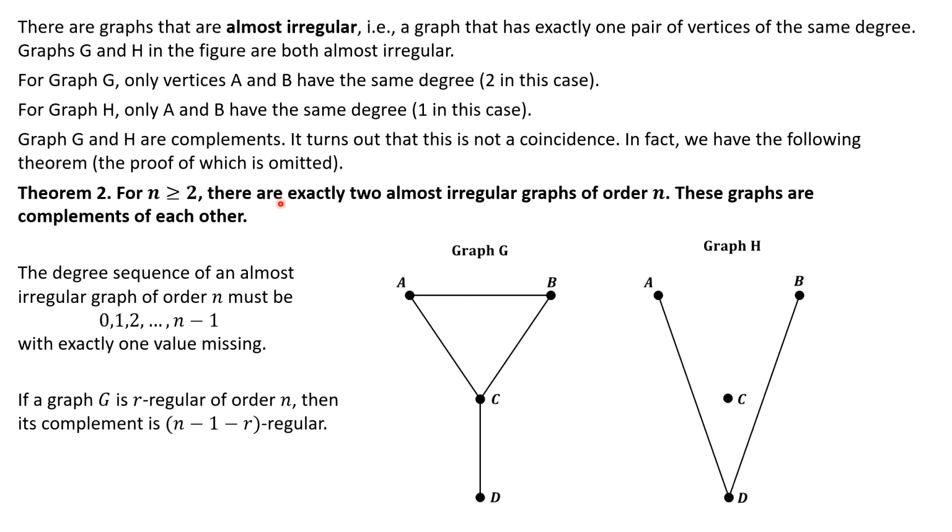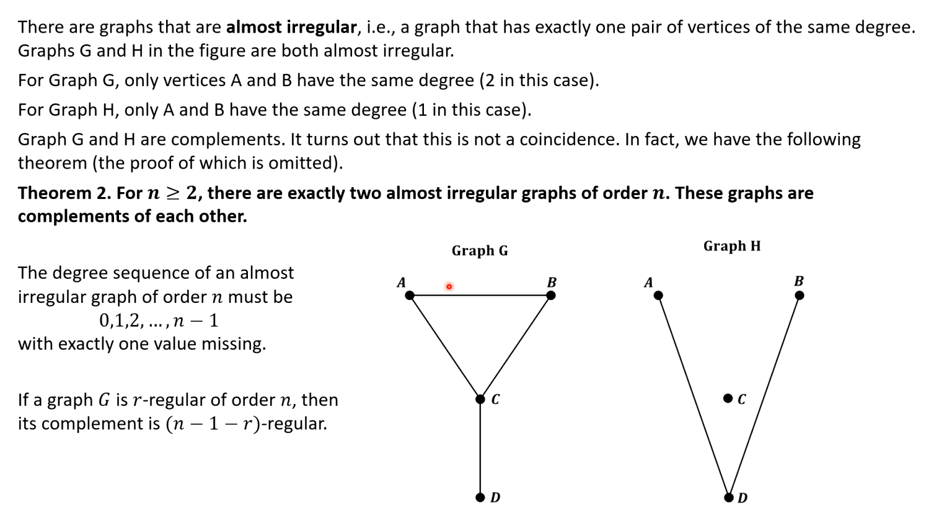And what this theorem is saying is that for any n, any graph of order n, so n vertices, there's exactly two irregular graphs, and those graphs are complements of each other. And then we have this addition to the theorem that says that the degrees of the vertices for the irregular graphs of order n are 0, 1, 2, up to n minus 1, with exactly one value missing. And we can see that here.